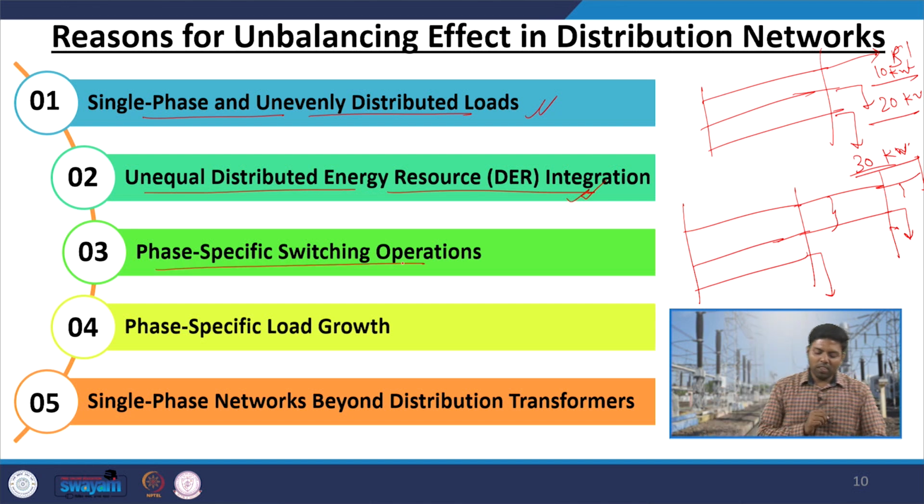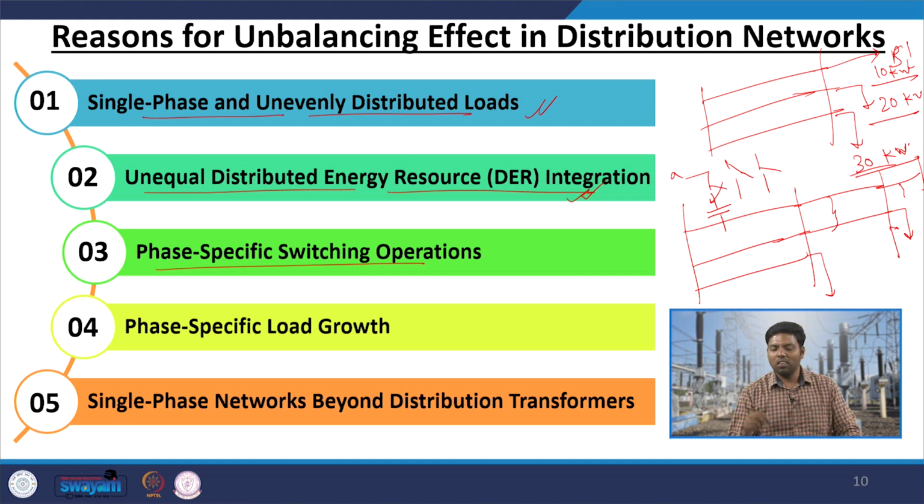Then you have phase specific switching operation. That means if you have a capacitor bank connected at each and every phase, and let us say only one phase is experiencing lack of reactive power, then you will turn on only the capacitor for it. So, intentionally you are giving more reactive power to one phase of the network. That will also cause unbalancing.